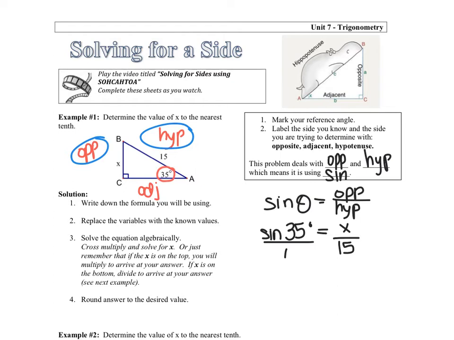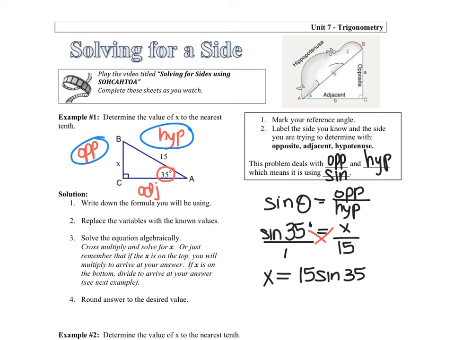Now we can put this sine 35 over 1 and we're going to cross multiply. And when I cross multiply, I cross the x with the 1 and the 15 with the sine 35. So we're going to have x equals 15 times sine 35. Please put that coefficient in front of sine so that when you plug it into your calculator it doesn't accidentally multiply the 35 degrees with the 15 and take the sine of that.